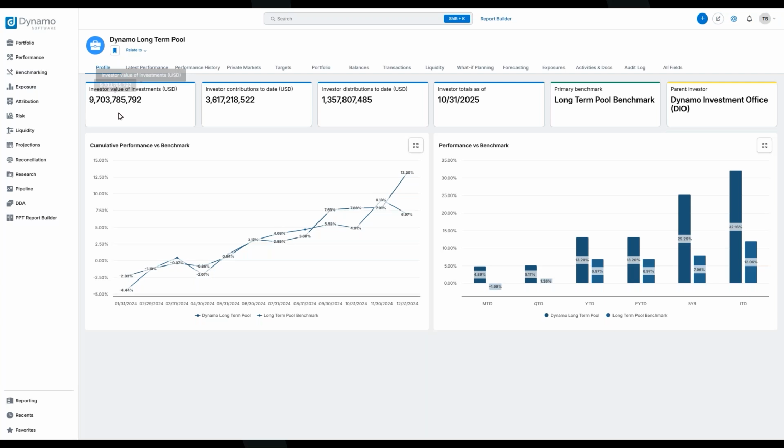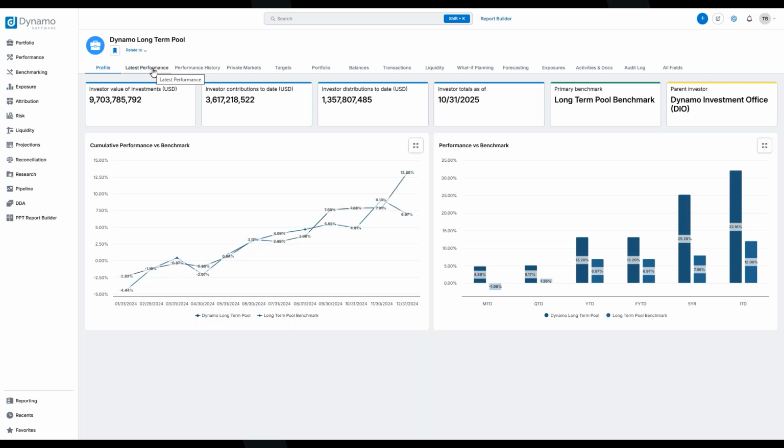At the profile tab, I have all kinds of information about my portfolio. I have the investor value. I have total contributions and distributions to date. It tells me what date that was last totaled, what my primary benchmark is, and below I can see charts showing me how the fund has performed versus the benchmark. The charts are all interactive, so I can hover over, focus on just my benchmark. I can focus just on the portfolio.